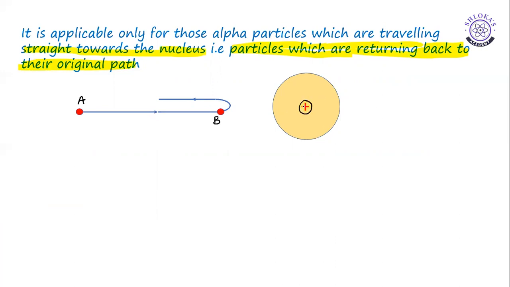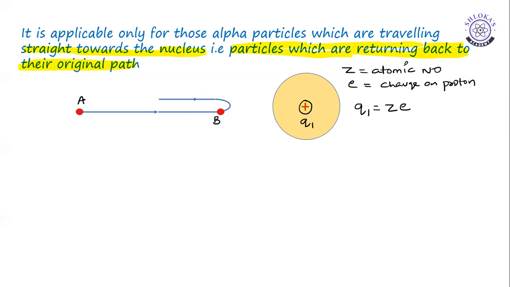The charge present on the nucleus is Q1, which is equal to Ze. Z is the atomic number, and e is the charge on each proton. Because in the nucleus, the charged particle is only the proton, not the neutron. Neutron is chargeless, right? The overall charge on the nucleus, I am taking as Q1.